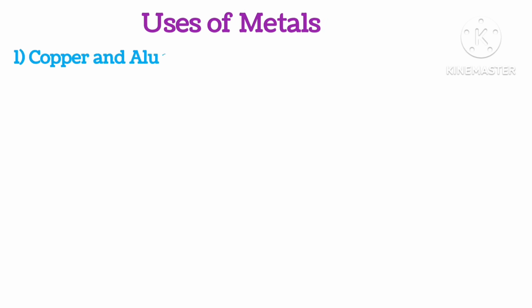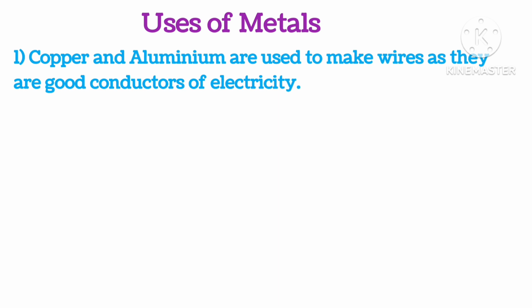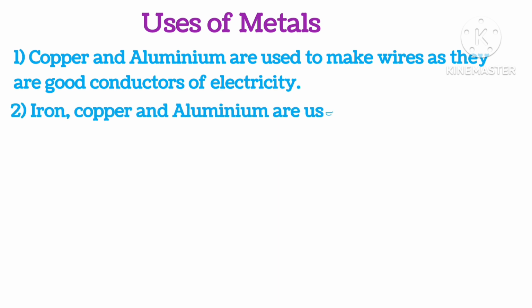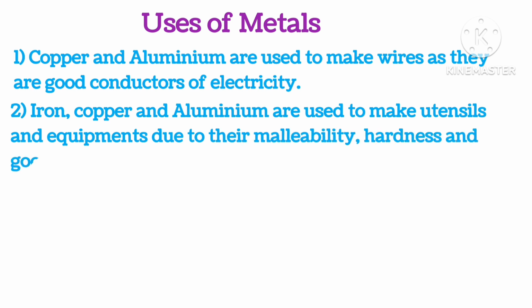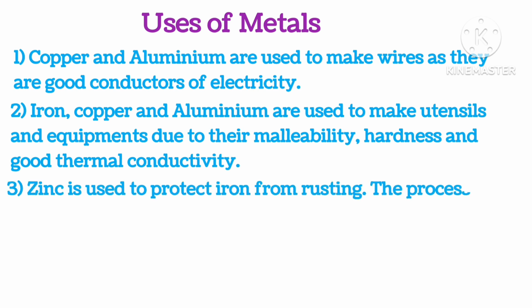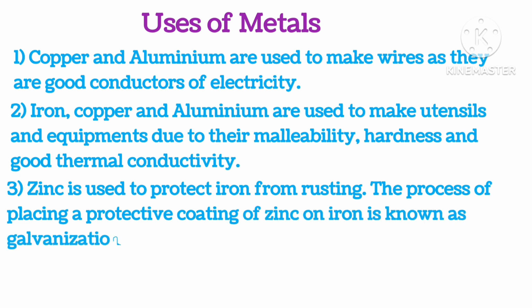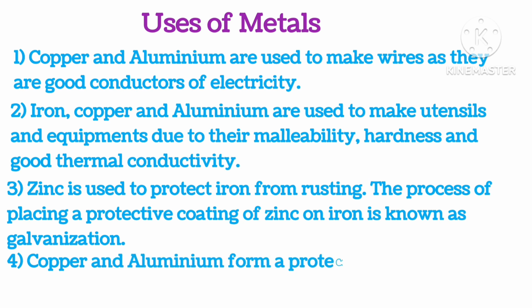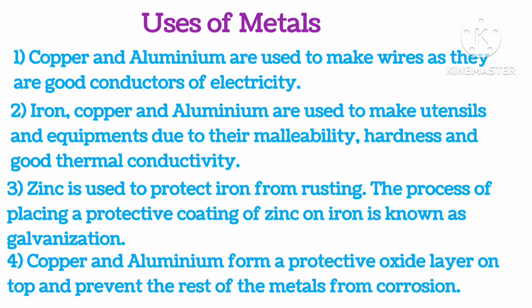Uses of metals. Copper and aluminium are used to make wires as they are good conductors of electricity. Iron, copper and aluminium are used to make utensils and equipment due to their malleability, hardness and good thermal conductivity. Zinc is used to protect iron from rusting. The process of placing a protective coating of zinc on iron is known as galvanization. Copper and aluminium form a protective oxide layer on the top and prevent the rest of the metal from corrosion.